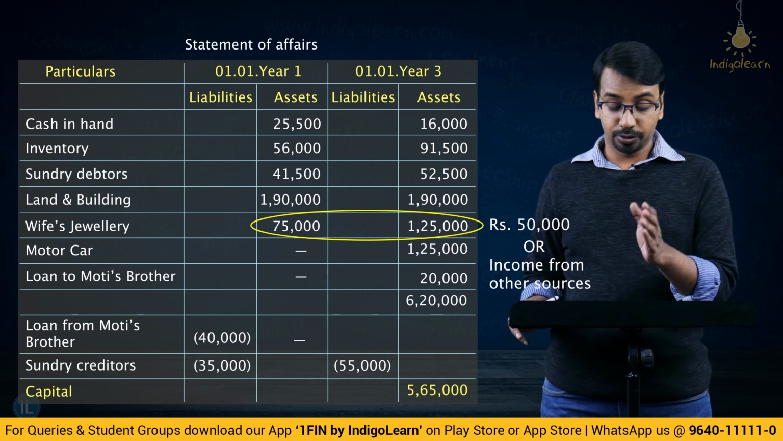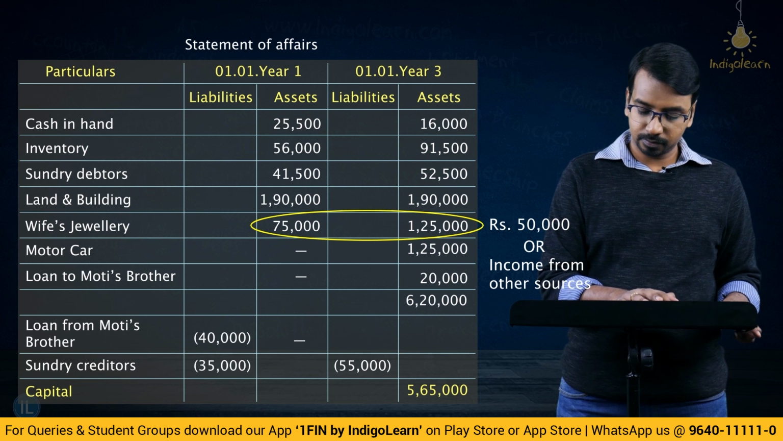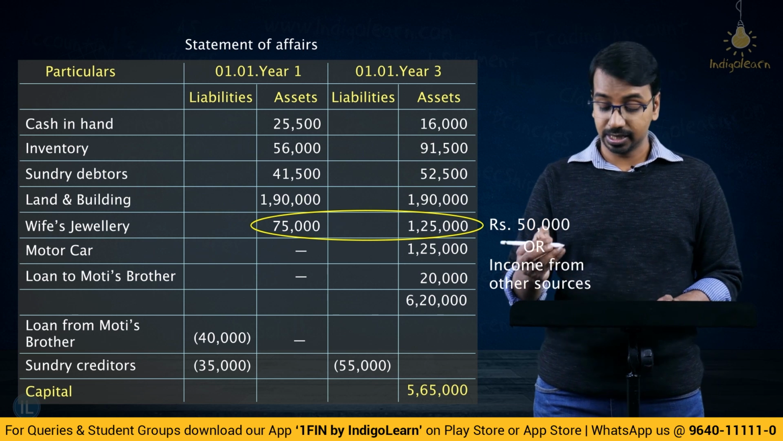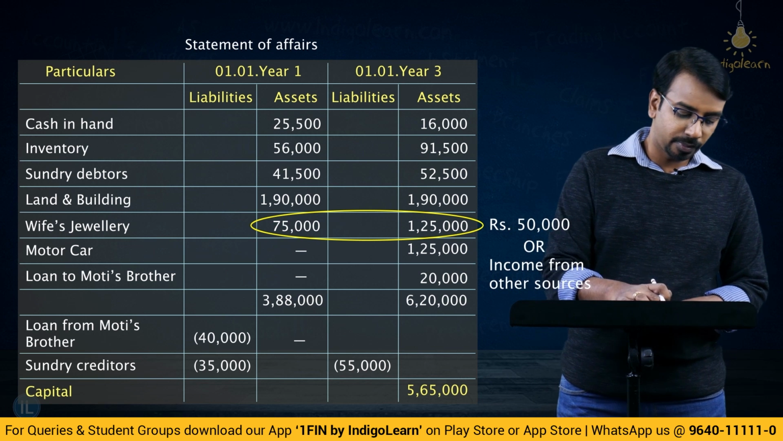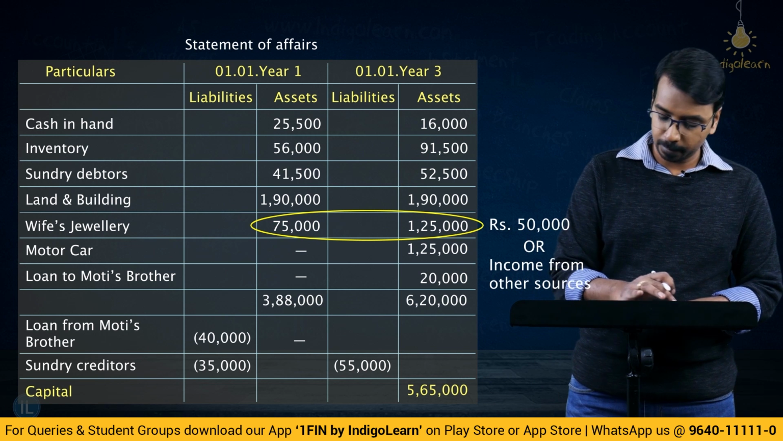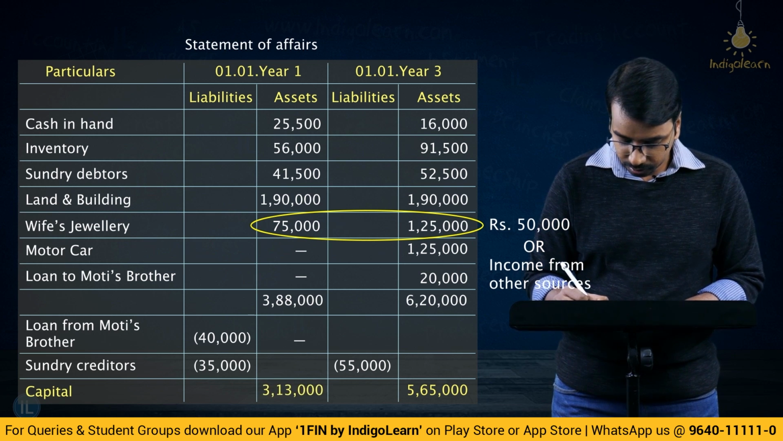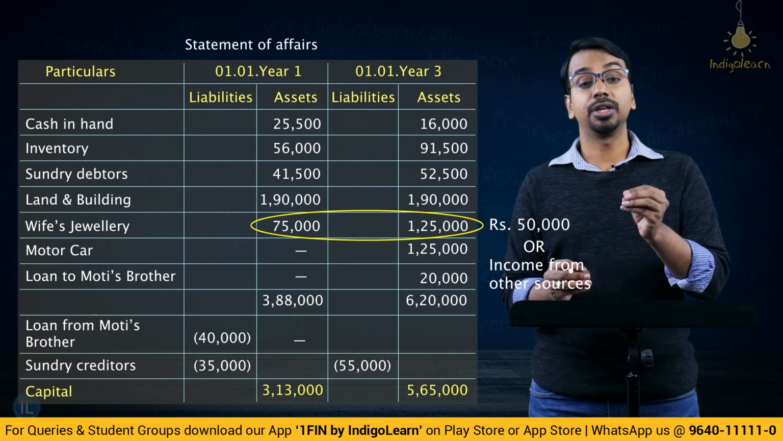Now come to year 1, 25,500 plus 56,000 plus 41,500 plus 1,90,000 plus 75,000. So you have 3,88,000 as your asset total, 3,88,000 minus 40,000 minus 35,000, you get 3,13,000, right. So this is the capital balance as at the beginning of year 1.